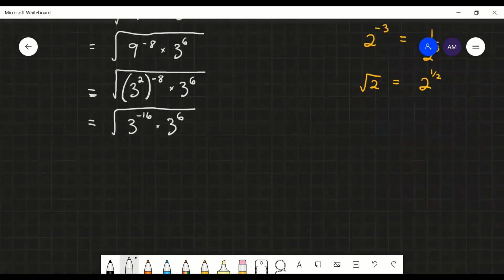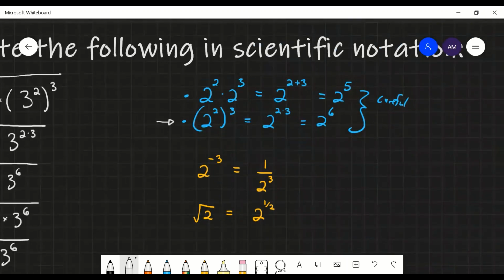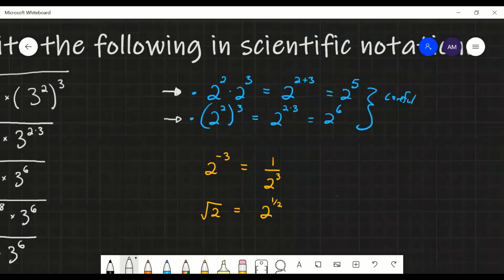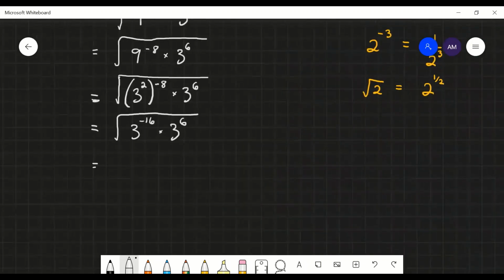Now this example here, 3 to the minus 16 times 3 to the 6, looks an awful lot like our first example here, where the base repeated itself and we just have 2 different exponents, or the same exponent would work, but they're different in this case. We would have to add the exponents. So this is negative 16. This is 3 to the power of negative 16 plus 6. So we're adding those 2 exponents.